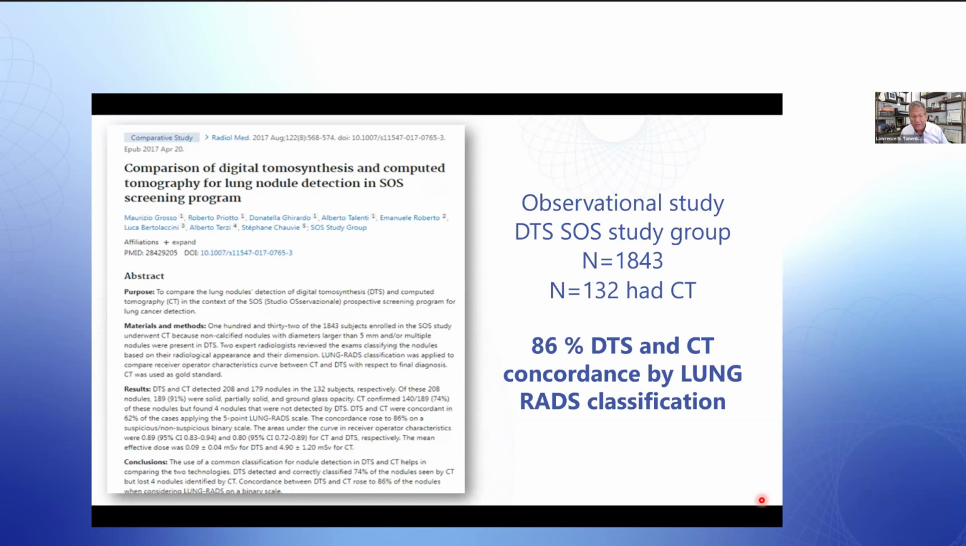That same observational study showed that when you used digital tomosynthesis and compared it to the CT that followed in the 132 patients that had CT, there was an excellent concordance in the lung RADS classification. So it wasn't just that I saw something but then changed my impression when I got to the CT. In many of these cases, almost all of these cases, the lung RADS classification, which means what next steps need to be done, was identical.